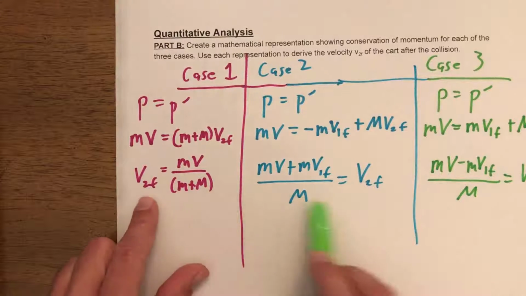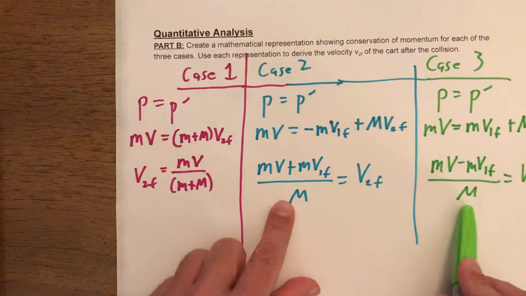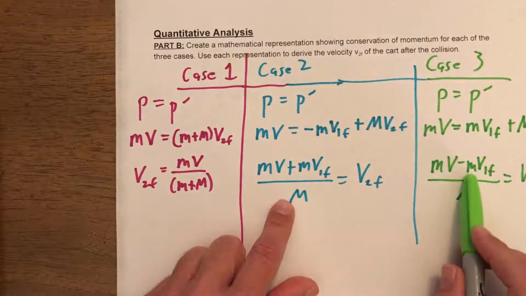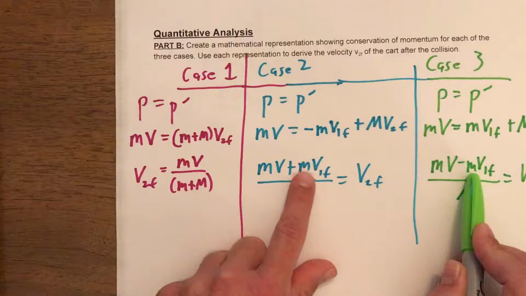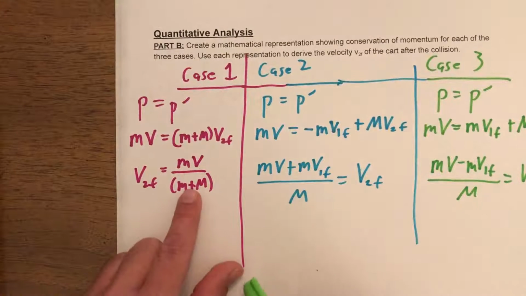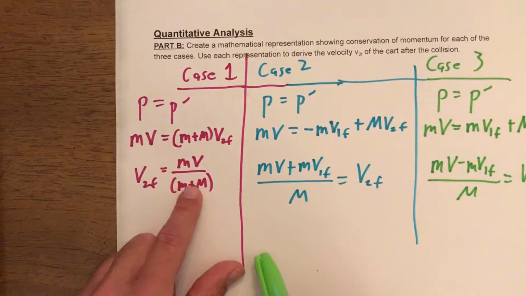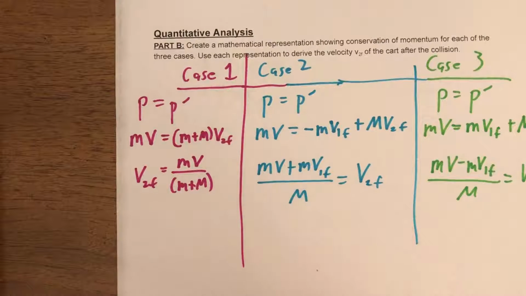So notice the similarities here. These two are exactly the same, except this one is going to be smaller because we're subtracting this term, versus adding that term here. And then over here, we don't have that term up top, and we're dividing by a bigger term down here.